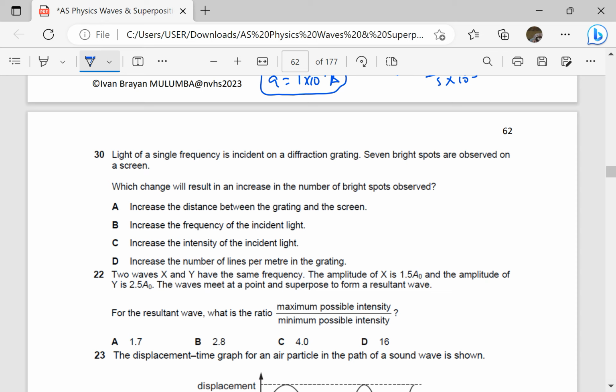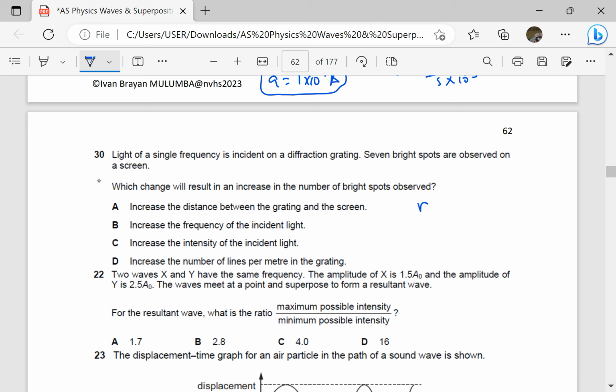Light of a single frequency is incident on a diffraction grating. 7 bright spots are observed on the screen. Which change will result in an increase in the number of bright spots?